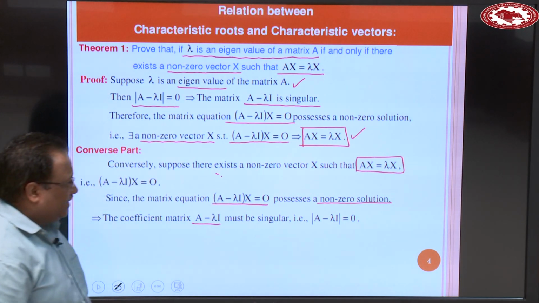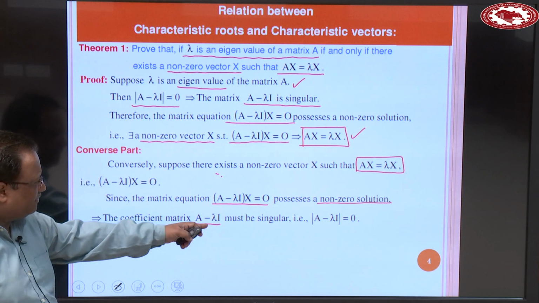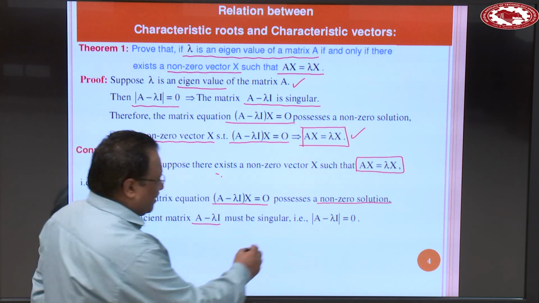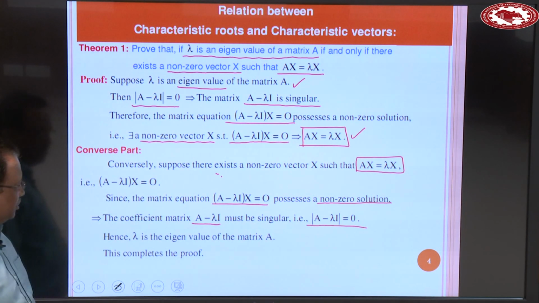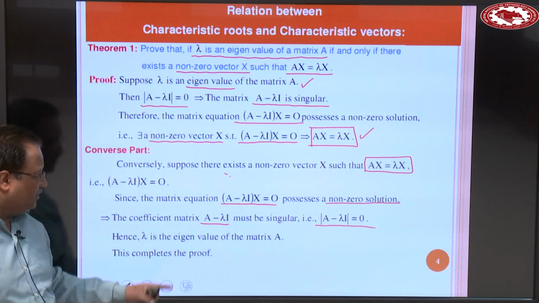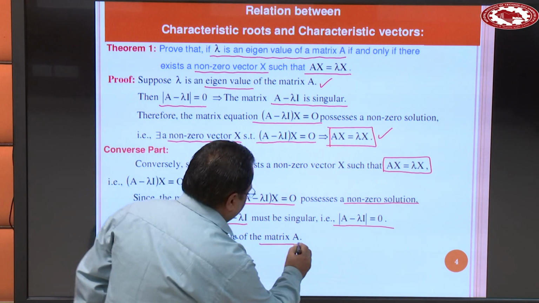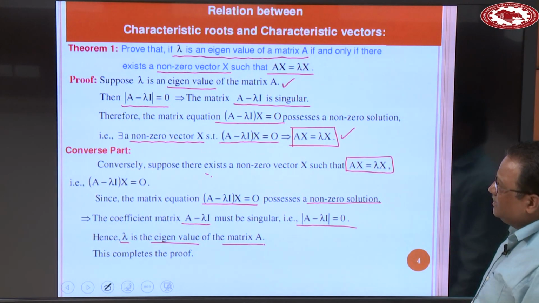And we know when this possesses a non-zero solution, the coefficient matrix A minus lambda I must be singular. Must be singular means determinant of A minus lambda I is equal to 0. Hence, this is 0 means lambda is an eigenvalue of A, and this completes the proof. So, in this way, you can prove this important result.